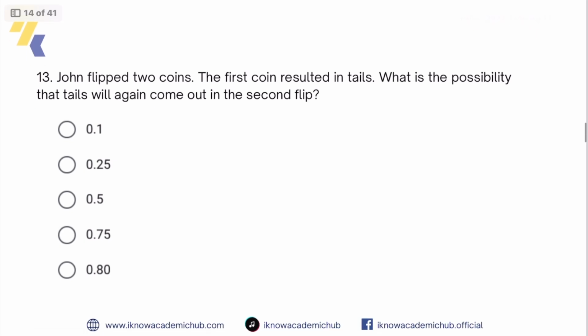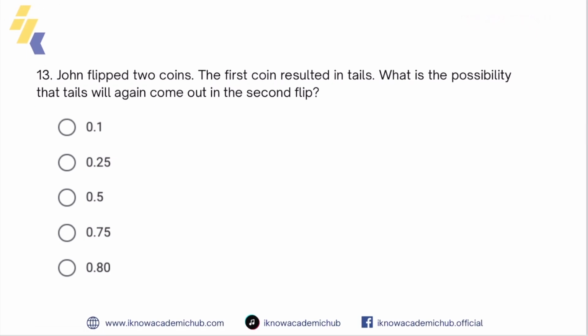So for the next number, we have John flipped 2 coins. The first coin resulted in tails. What is the possibility that tails will again come out in the second flip? So it's just this. Probability that tails will come out, that's the number of tails in a coin over the number of faces in a coin. So how many tails do we have in one coin? We have 1. And how many faces do we have? We have 2. So that's 0.5. And this is the correct answer.